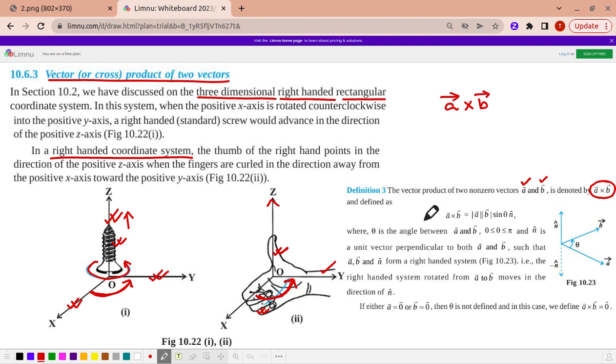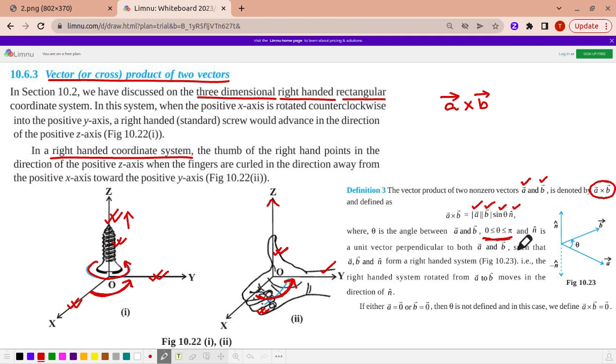It is defined as A cross B equals modulus of A into modulus of B sin theta times a unit vector n-cap. That means the magnitude of the vector A into the magnitude of the vector B sin theta, and there is a unit vector n. What are those? Theta is the angle between the vectors A and B, and theta is between 0 to pi, including both 0 and pi, and n, you see there is a cap on top of n, is a unit vector perpendicular to both the vectors A and B.